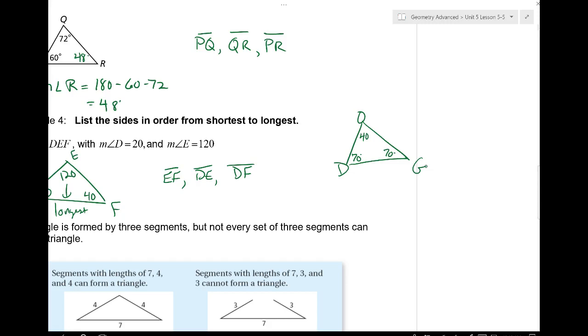If that's the case, I'm not going to ask you to list the sides from smallest to largest, but would I be able to say, okay, what's the smallest side of that triangle? And you'd tell me the what? DG, which is the base of that isosceles triangle.